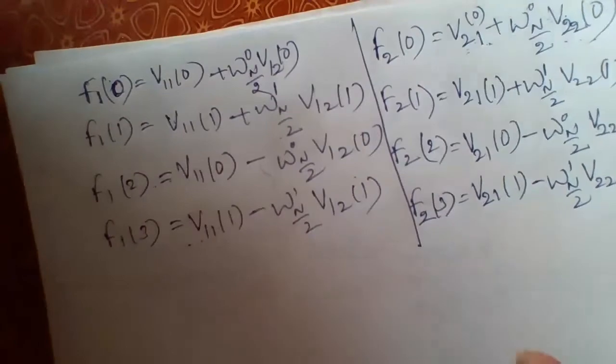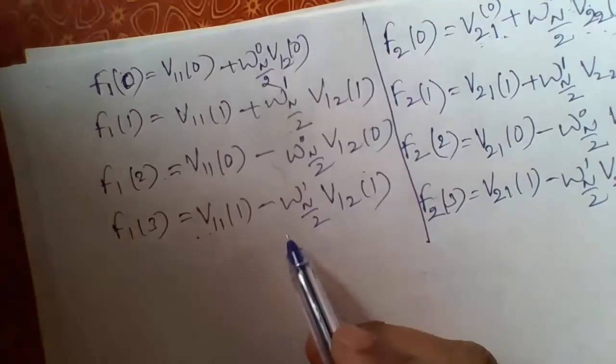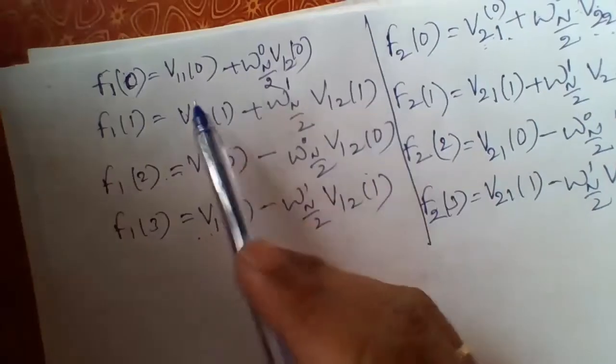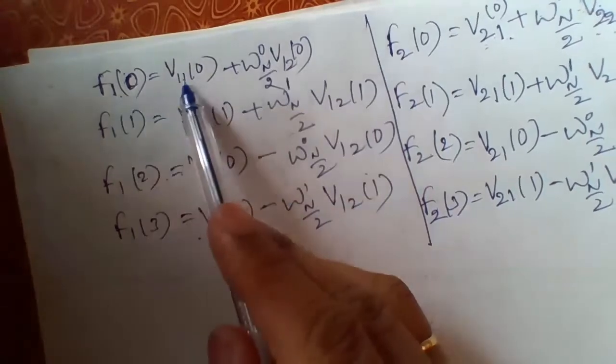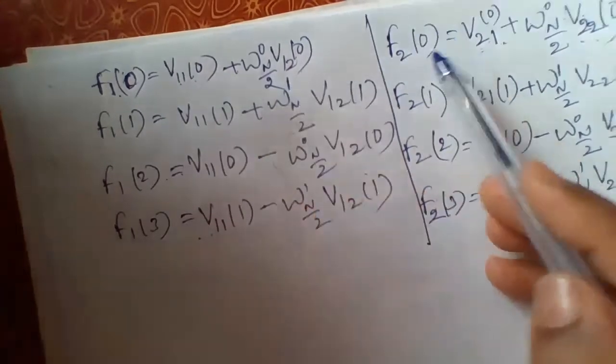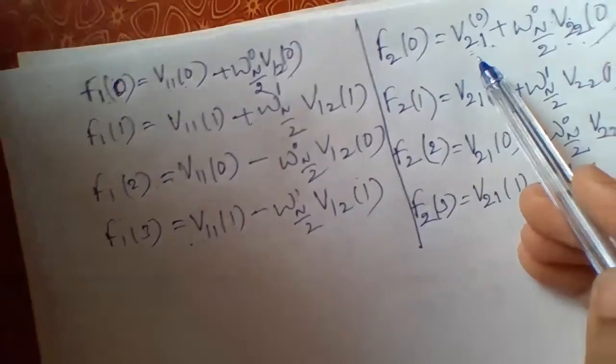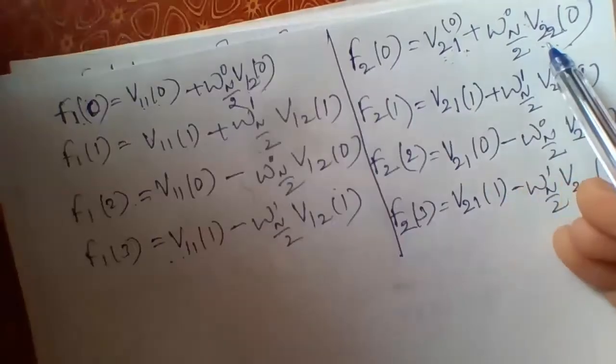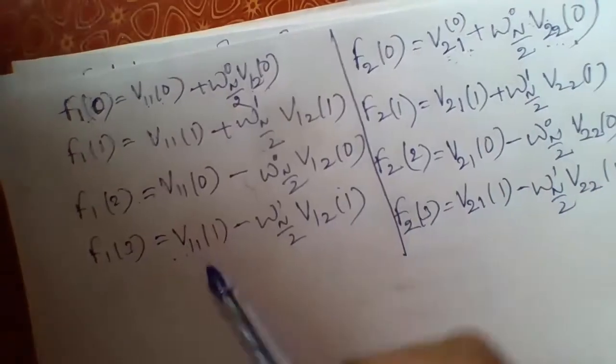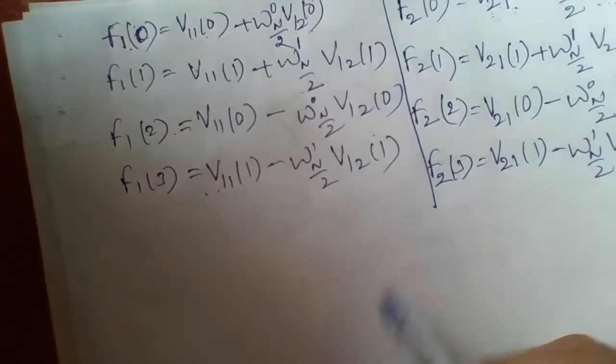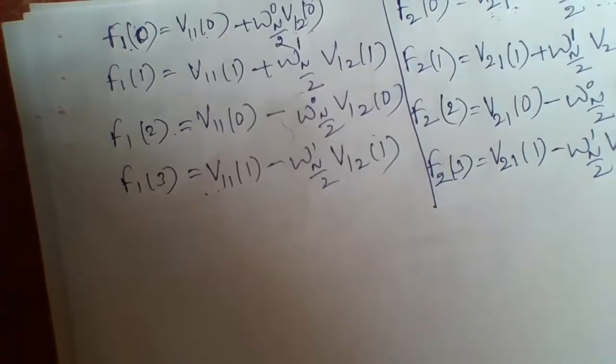Therefore, these are the 4 plus 4 equations generated in the second stage. You can observe here that for F1 it is V11 and V12, and for F2 the equations are V21 and V22. Now we will draw the signal flow graph for all these equations.